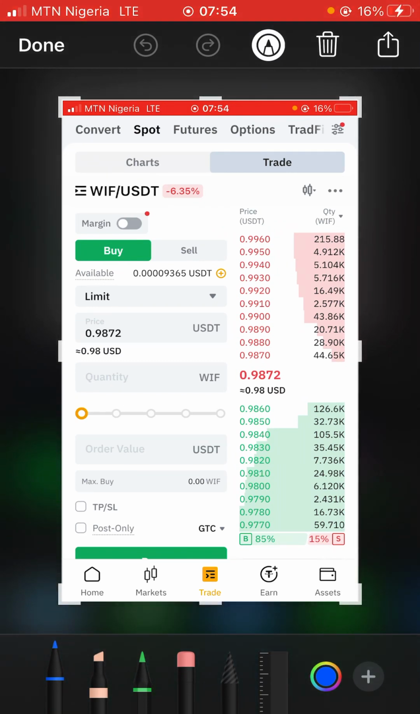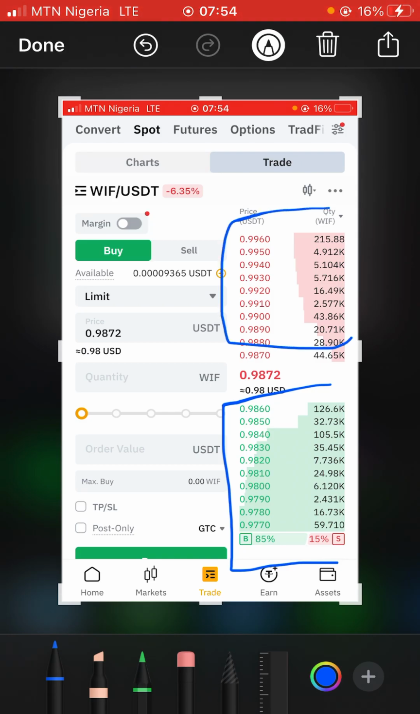So any buy limit order placed is going to be here, and any sell limit order placed is going to be here, right? So here is the sell side and here is the buy side. If the money that I place on the sell side is higher than the one placed on the buy side, the market is likely going to grab that liquidity.